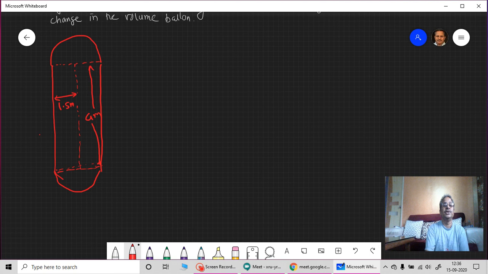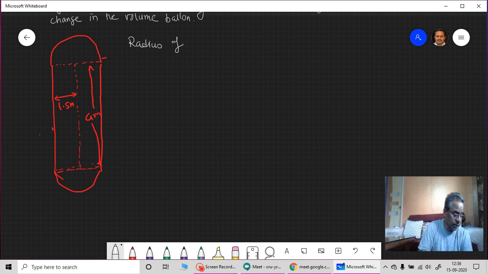And this changes by 0.01 meters, that means this changes by 1 centimeter, as I said, and this length changes by 5 centimeters. So for that new balloon, when the radius and length are changed respectively, what will be the volume? This is the situation given. You have to calculate the total change in the volume and the percentage change in the volume of that particular balloon. So let's go for the solution.